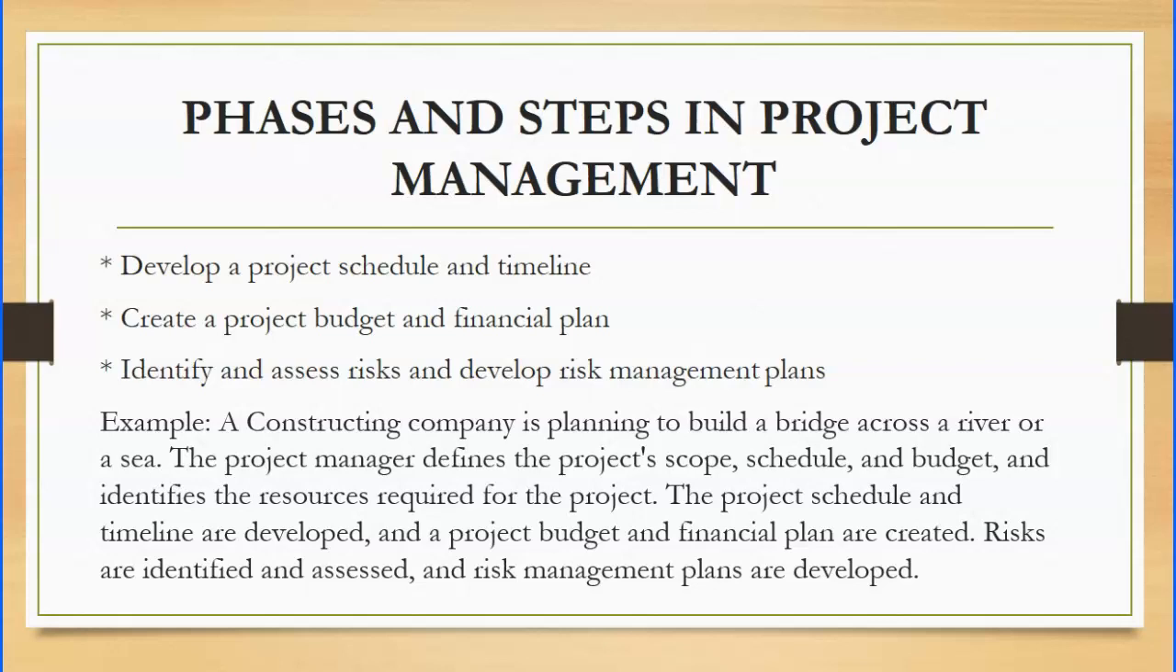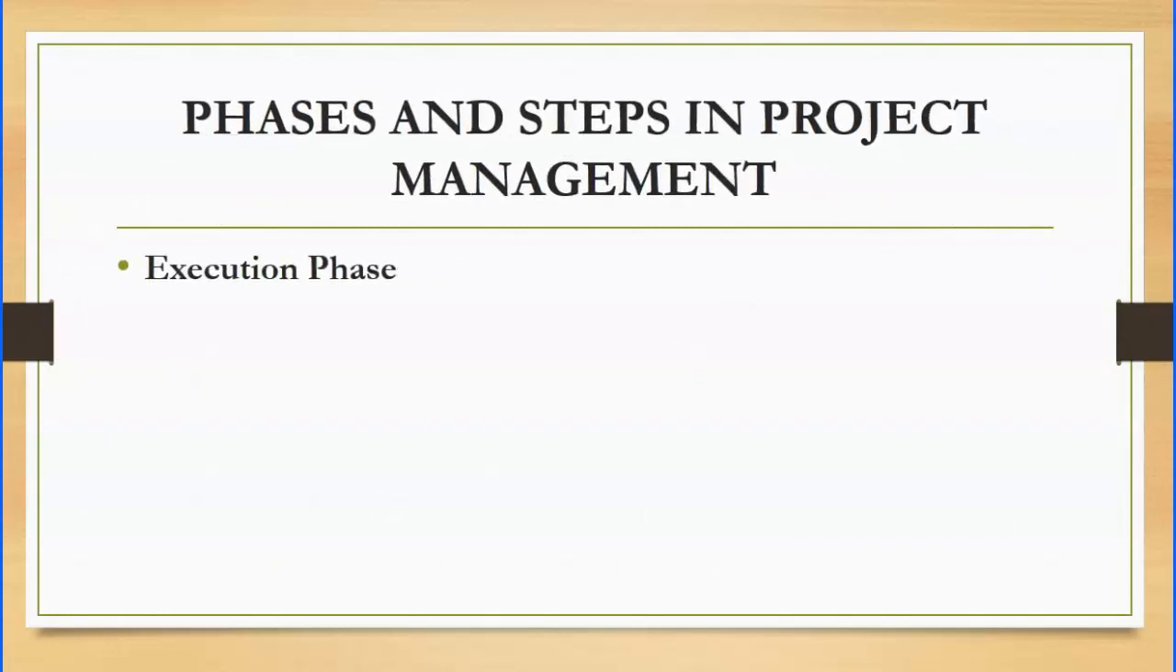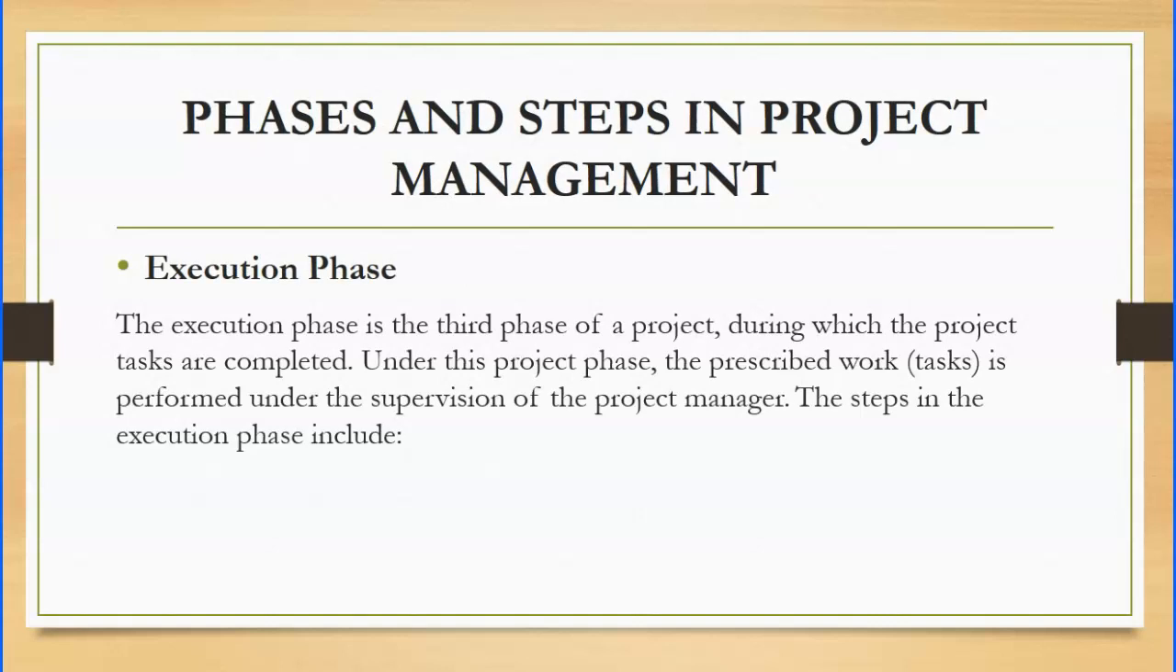Risks are identified and assessed, and risk management plans are developed for the project to be embarked on properly. We go to the next phase. The next phase is called the execution phase. In other books, it is called the implementation phase or take action phase.